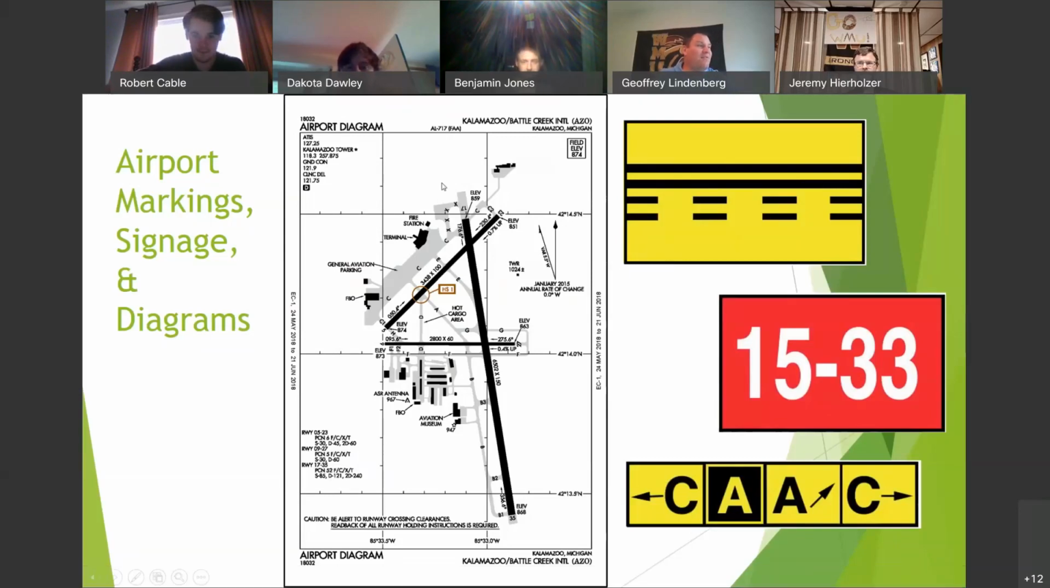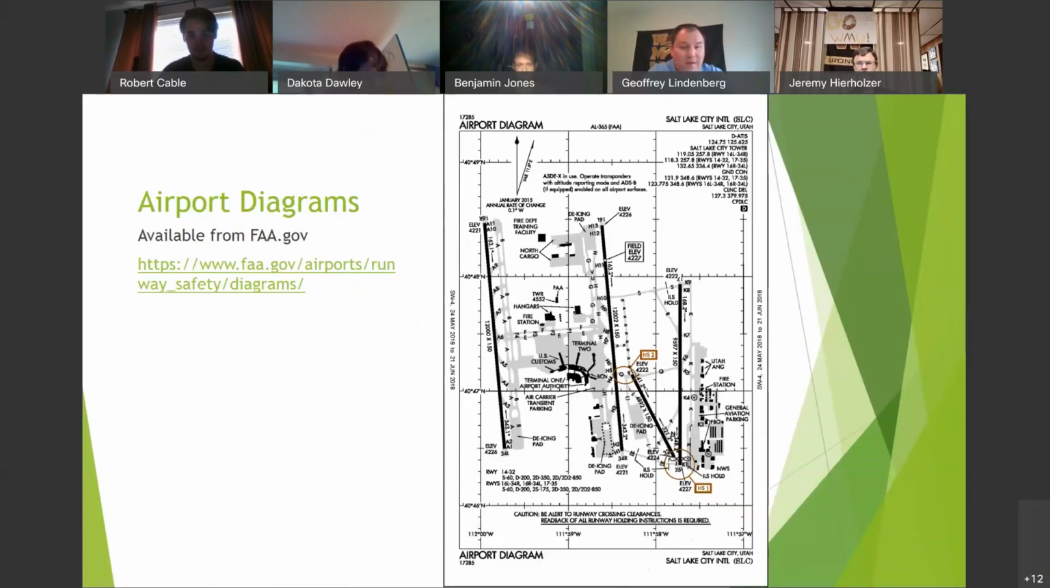So once we've gotten away from those congested areas, once we start getting out into the airport, now we have to start worrying about airport markings, signage, and the diagrams that go along with it. This is a few examples of those, and we'll go through in detail what each of these mean. So the first thing is airport diagrams.